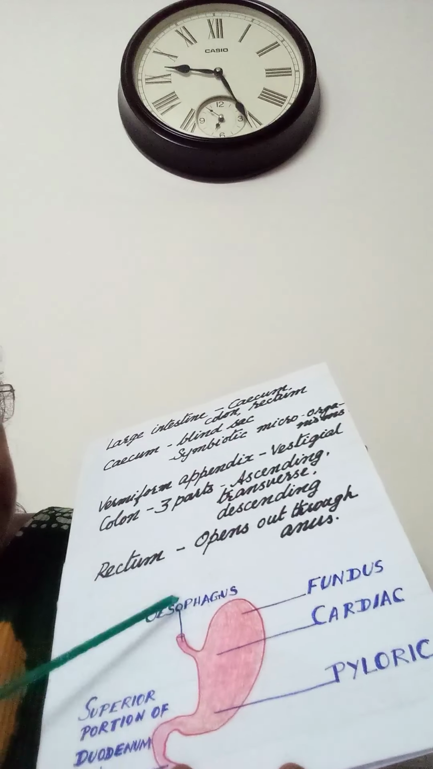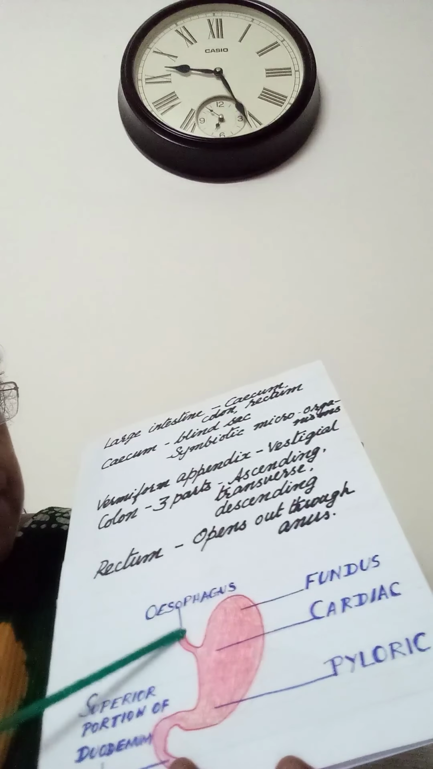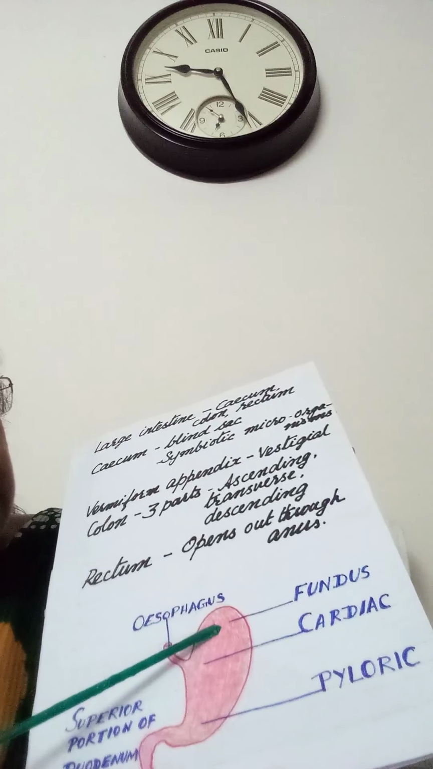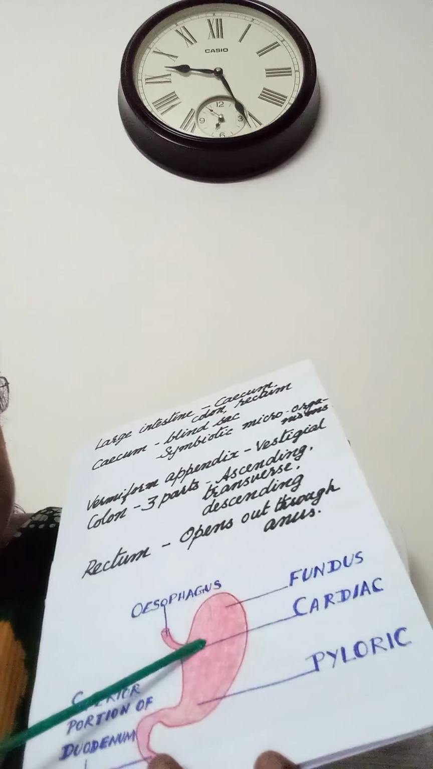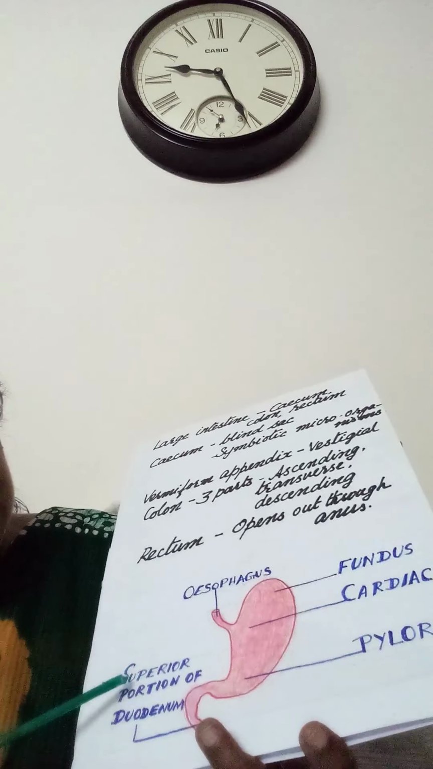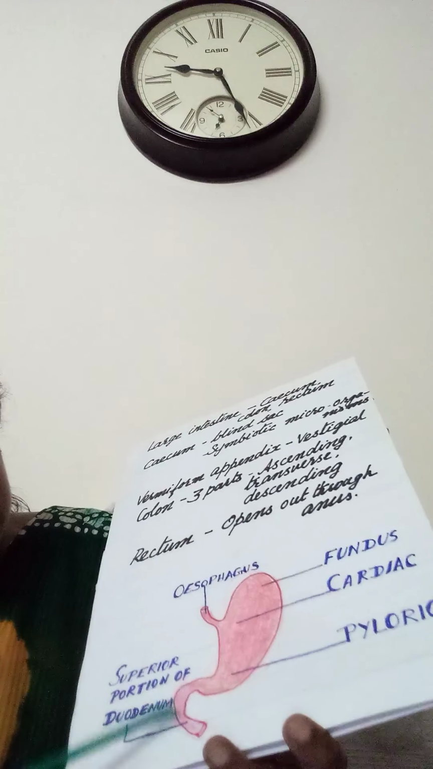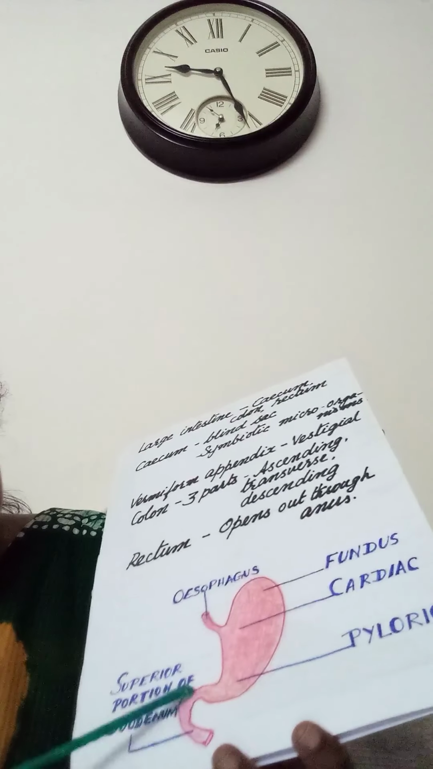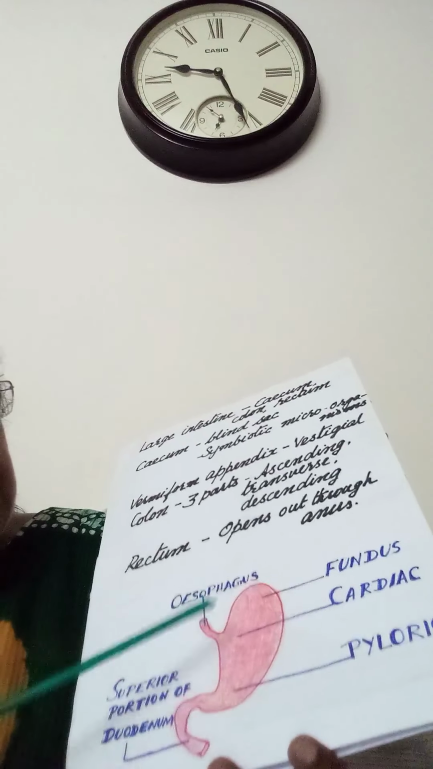Next point is very important. Esophagus leads to cardiac. But first part is fundus. But esophagus leads to cardiac. Then this is the superior portion of the duodenum here. So these are the parts of the stomach.